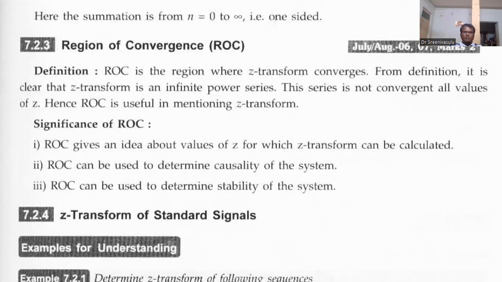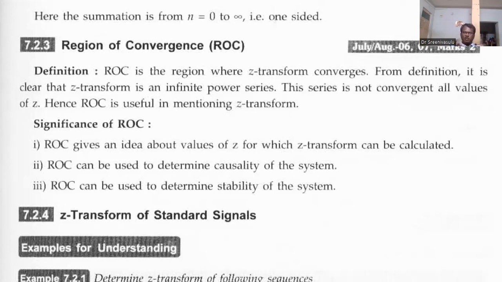Next, ROC can be used to determine causality of the system. ROC can be used to determine stability of the system. If you apply this concept for systems, we can calculate stability from the ROC. We can calculate causality from the ROC.